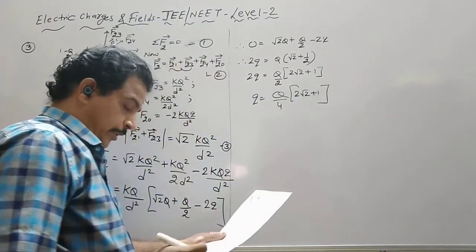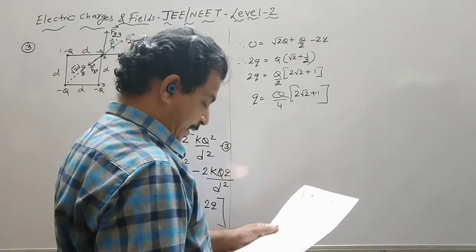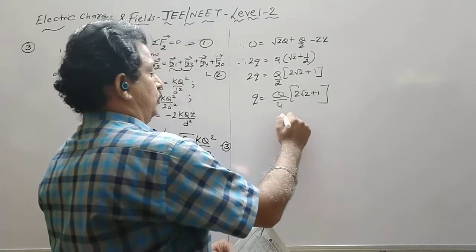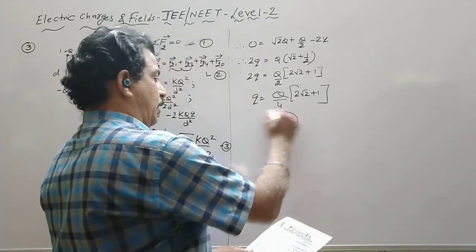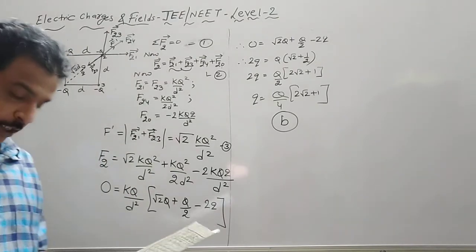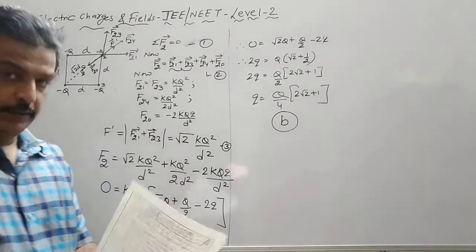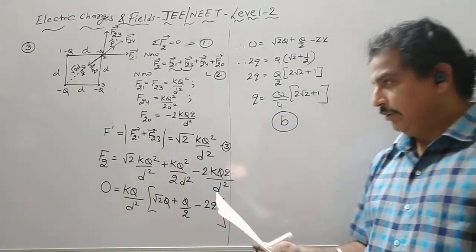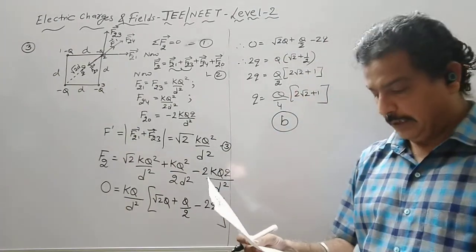So the option is q by 4 (1 + 2√2). So option number B. So this is question number 3. Now question number 4, which we have done many times.